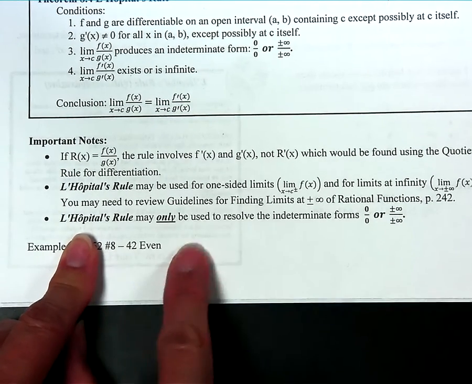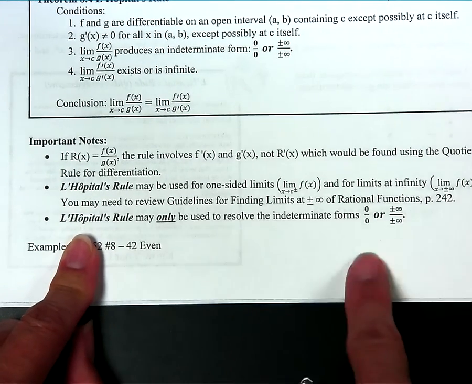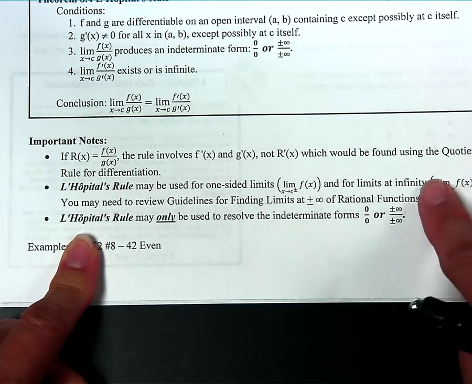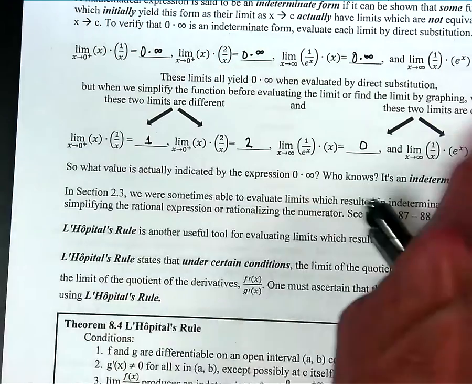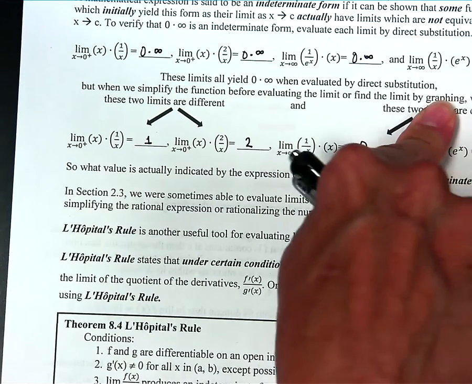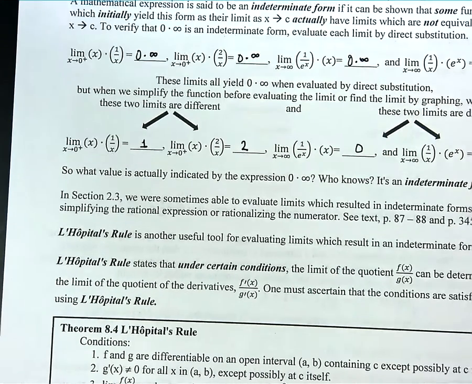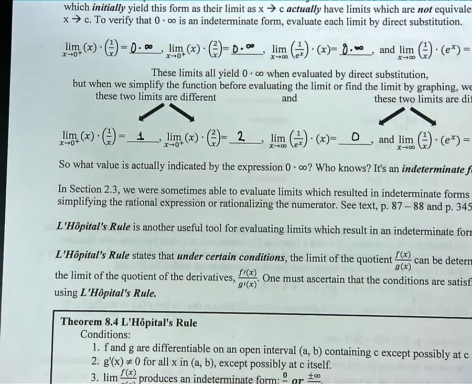You can only use it to resolve 0 over 0 or plus or minus infinity over plus or minus infinity. It would not have helped us at all up here with 0 times infinity. So know when you can use it and when you can't use it. All right.